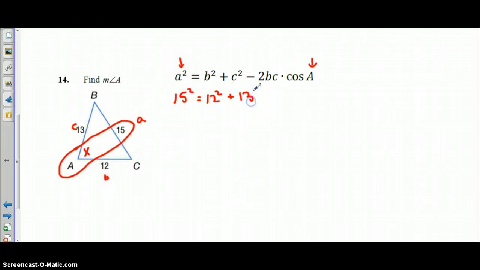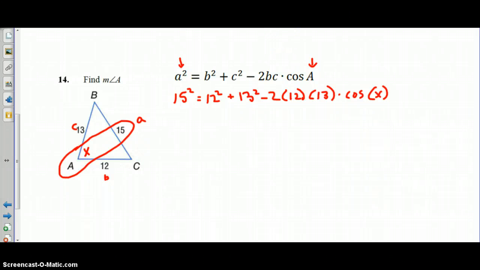So 13 squared minus 2 times b, which is 12, c is 13, times the cosine of angle A, which we'll call x, just to stay consistent with our diagram. So times the cosine of x. Now x, our variable, is in the equation with some other constants being multiplied to it.